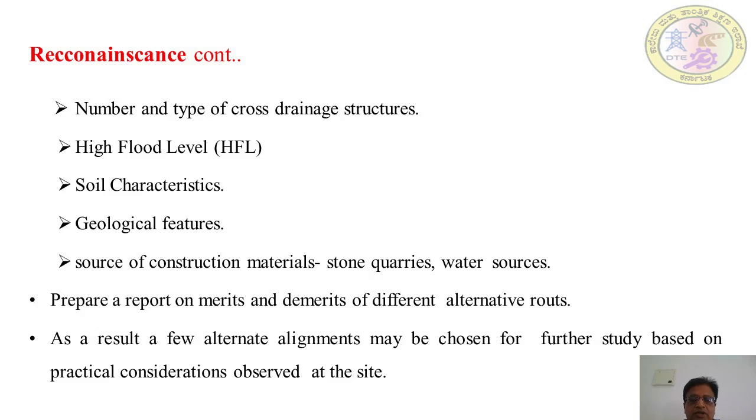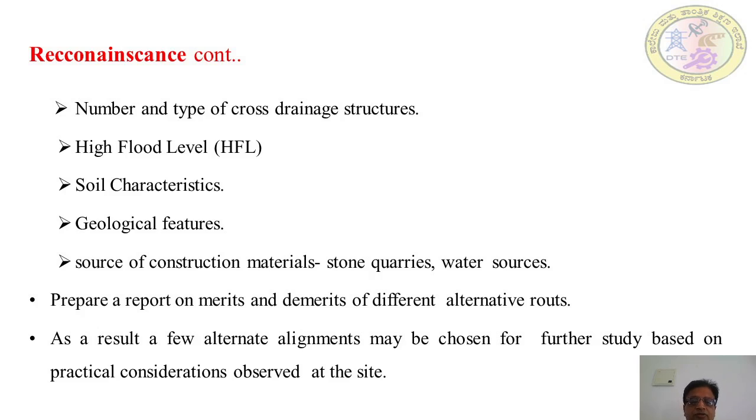Prepare a report on merits and demerits of different alternative routes. So you just prepare. You have a number of alternatives, say about 2 or 3. You just list out what are the merits and demerits of each route or the alternate. I'll be using the words alternate, proposal, alignment, almost all one and the same.